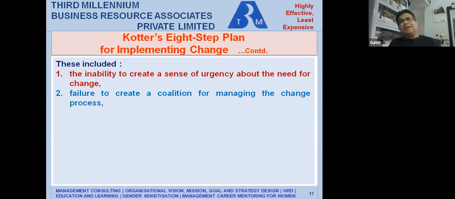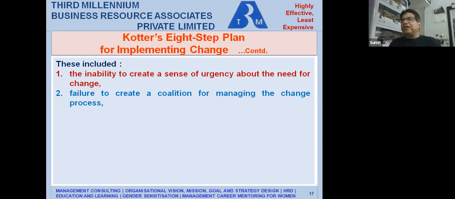So I keep on having these debates all the time. So please clearly differentiate. Failure to create a coalition means you keep on insisting I am right, therefore it should happen. But the other people are not convinced. That is the whole problem. So you have to analyze first the force field that you have in front of you, your organization, create a coalition of the positive forces, the supportive forces, the facilitating forces, so that they are more than the restraining forces. Then only your change initiatives will be successful. Very, very important point.